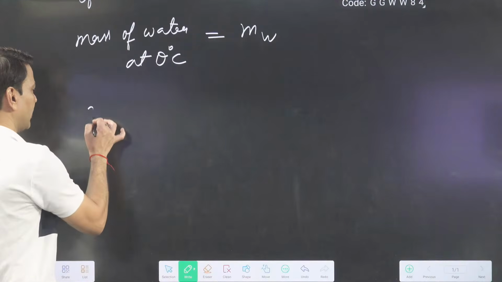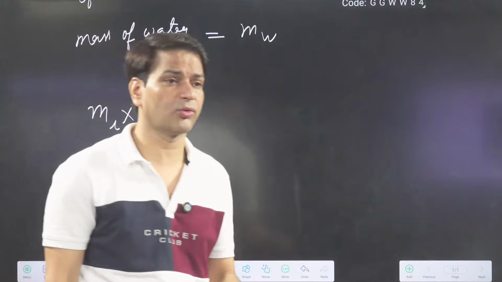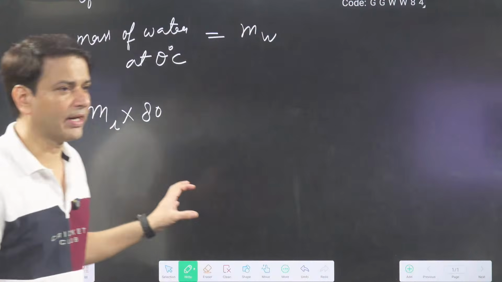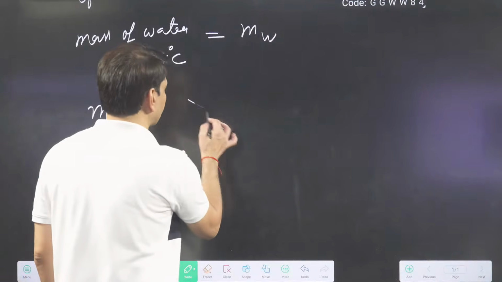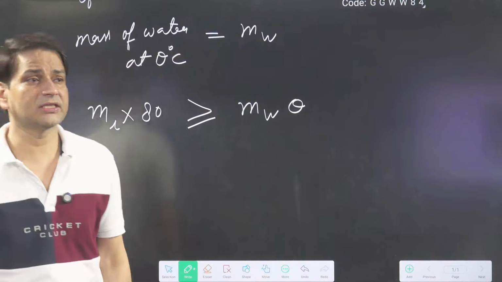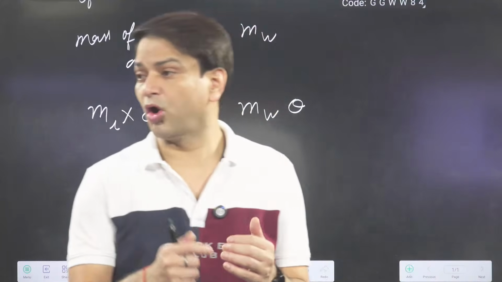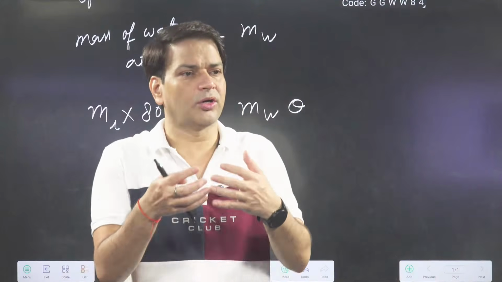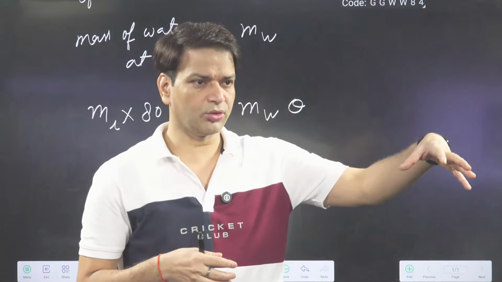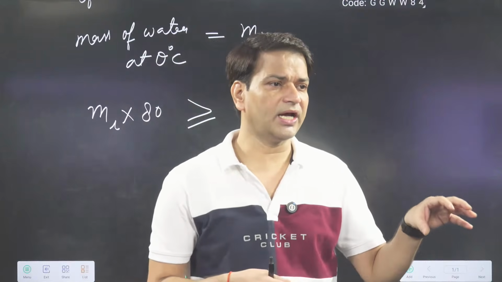First calculate Mi into L, because that is how much heat is required for complete melting of the ice. If this quantity is greater than or equal to MW into theta, what is the temperature change for the water? Suppose the final temperature is 0. So the hot water's temperature will change from theta to 0. So what is the delta theta for the hot water? Theta minus 0.